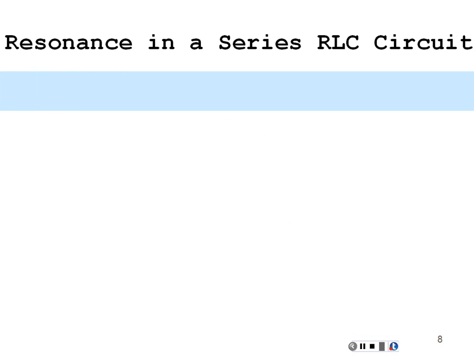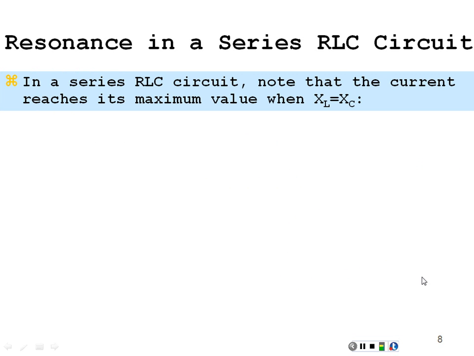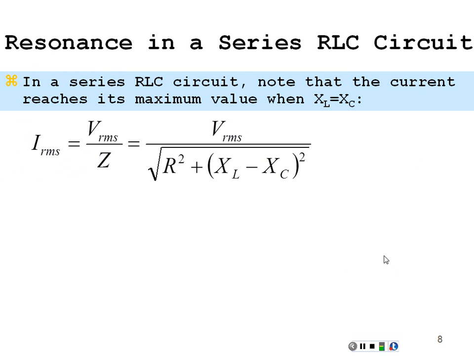Resonance. In a series RLC circuit, note that when the current reaches its maximum value, it will reach it when the inductive reactance is equal to the capacitive reactance. Because here's our root mean square current for a basic RLC circuit, and that's the root mean square voltage over the impedance. But this value in the denominator will be its smallest value if the inductive reactance equals the capacitive reactance, and hence that'll give us the largest possible current.